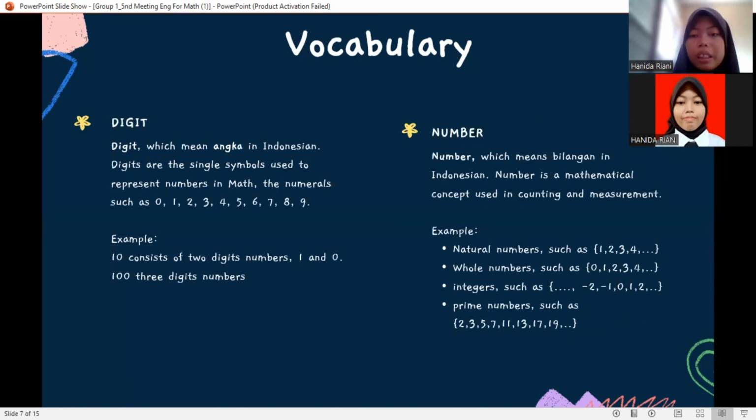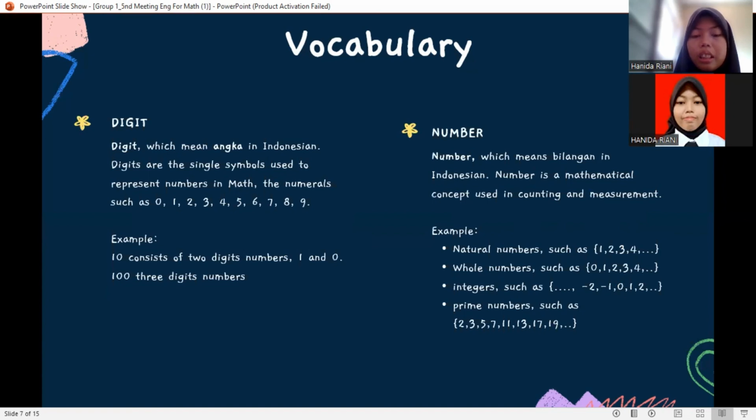The last number is number. Number, which means bilangan in Indonesian. Number is a mathematical concept used in counting and measurement. Example, natural numbers such as 1, 2, 3, 4, and so on. Whole numbers such as 0, 1, 2, 3, 4, and so on.